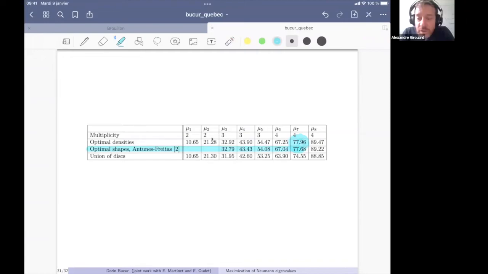I have a second question, Dorin. If the actual maximizers are relaxed in reality, could you approximate them by domains that are real domains? No, we don't know. We don't know.